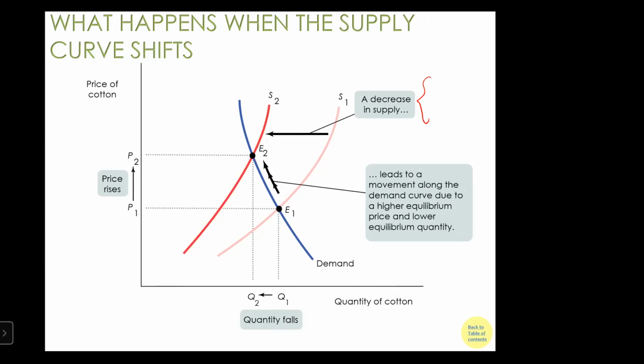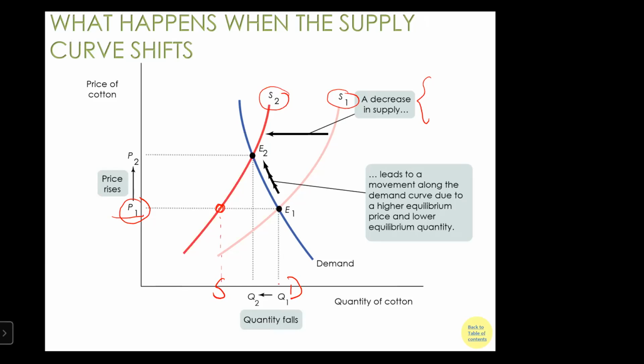First, what we observe is a decline in supply right here, S1 to S2. The price stays here. And at this price, what happens? This is supply, and this is demand. This is the level of supply at price P1, and this is the level of demand at price P1. Now, clearly, what we observe is a shortage.